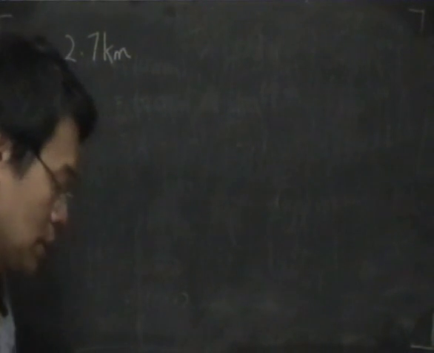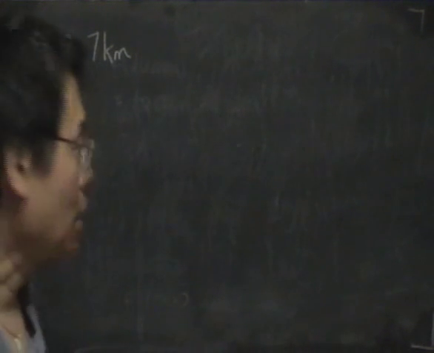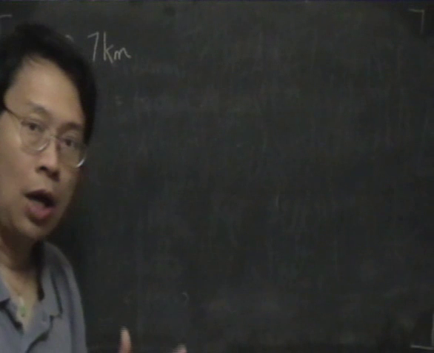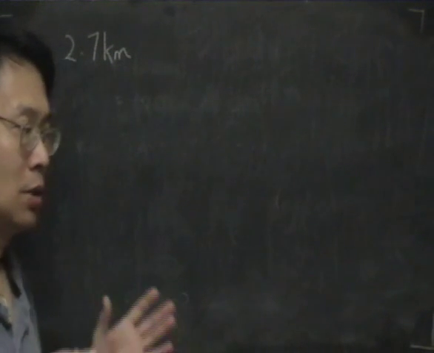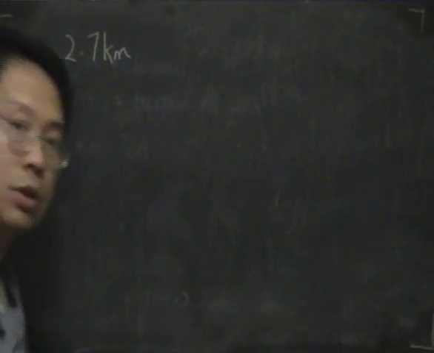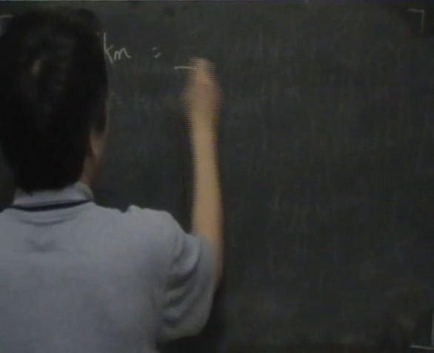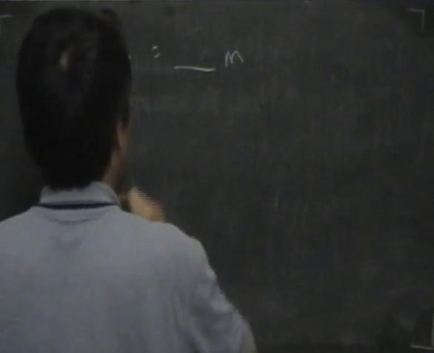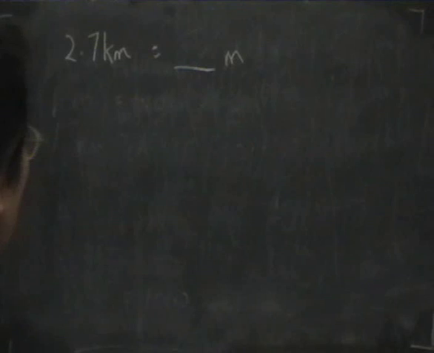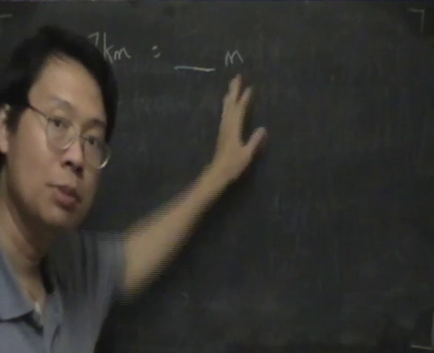.7 kilometers. Now, suppose I want to change this to meters. I want to know how many meters is 2.7 kilometers. So the way to do it is to, let me just write a blank there. Alright, so that's the question. 2.7 kilometers is how many meters?